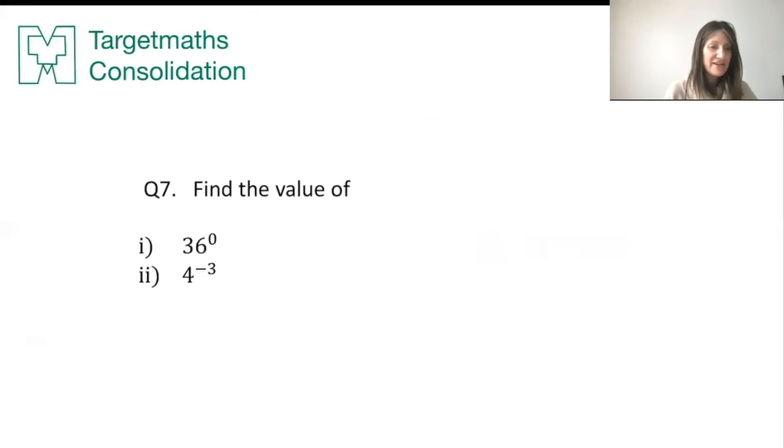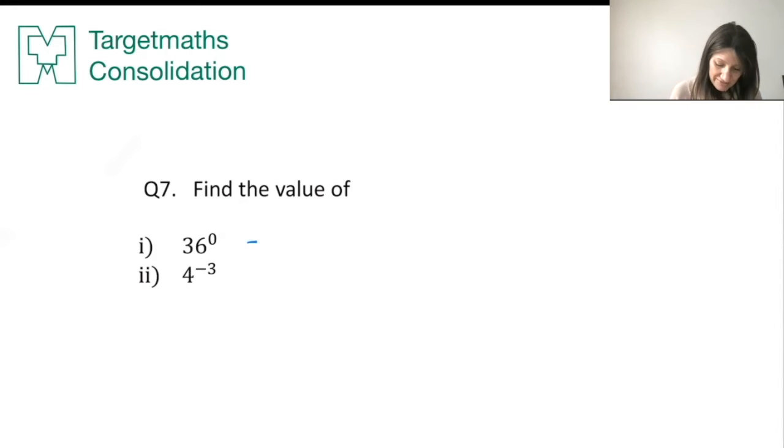Here's question 7. Hit pause and press play when you're ready. Okay, probably nice to have one that isn't all words, isn't it? Makes a change. That's the trouble with the grade 4 and grade 5 questions. They can be so wordy.